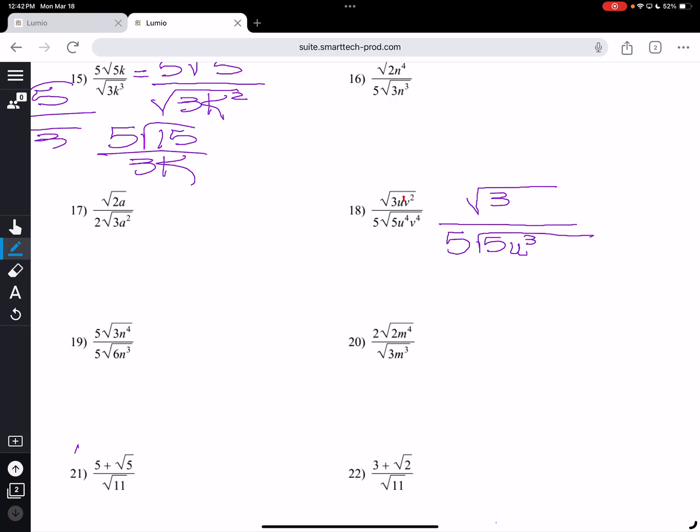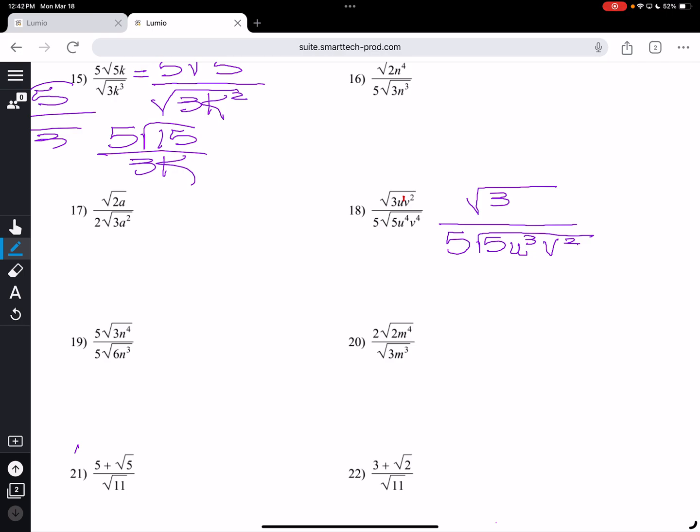Now look at the v's. What is the exponent and where does it live? Numerator or denominator for the v? Denominator, and what is it? V squared. Go to the larger number, which is the 4, and that's where it will live. 4 minus 2 in your exponents is 2. So we have v squared. And the v and the u have both left the numerator.